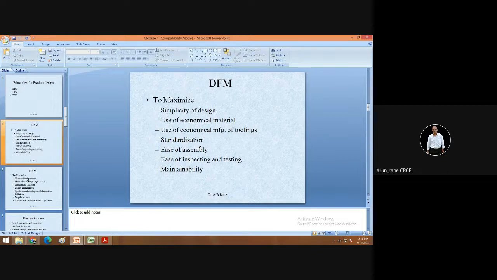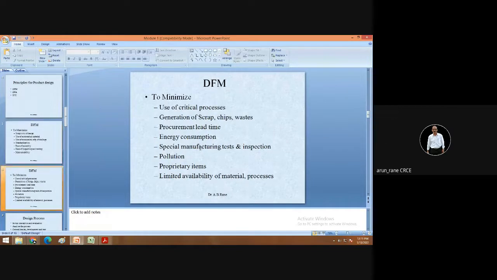Ease of inspecting and testing. Again, inspection and testing should be easy. Unnecessarily, you should not advise going for non-destructive testing. And maintainability. Design should be maintainable. Whatever designs you do, it should not become obsolete tomorrow after designing today. It's of no use. It should remain in the market till you get your profit.